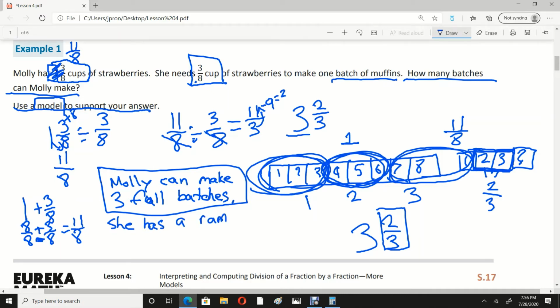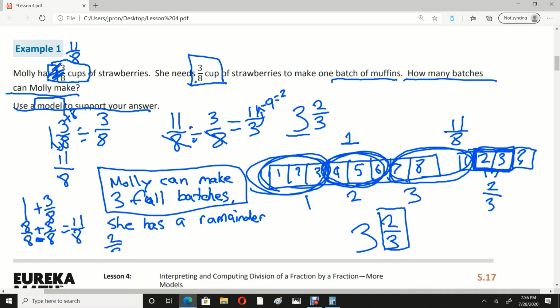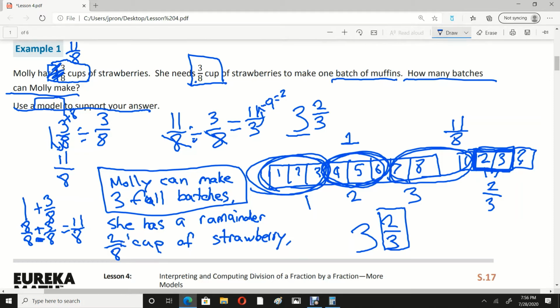A remainder of what? What was actually left behind though? It wasn't actually 2/3, right? We had 2/8 over here remaining. We had 2/8 cup of strawberries left over. Remaining. That looks great. 2/8 cup, which could be simplified, you could say to 1/4. So she had 1/4 cup of strawberries remaining.